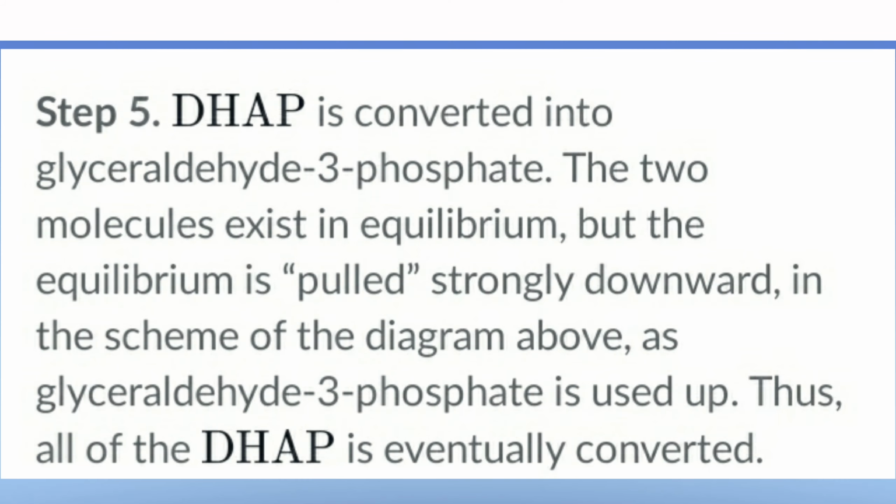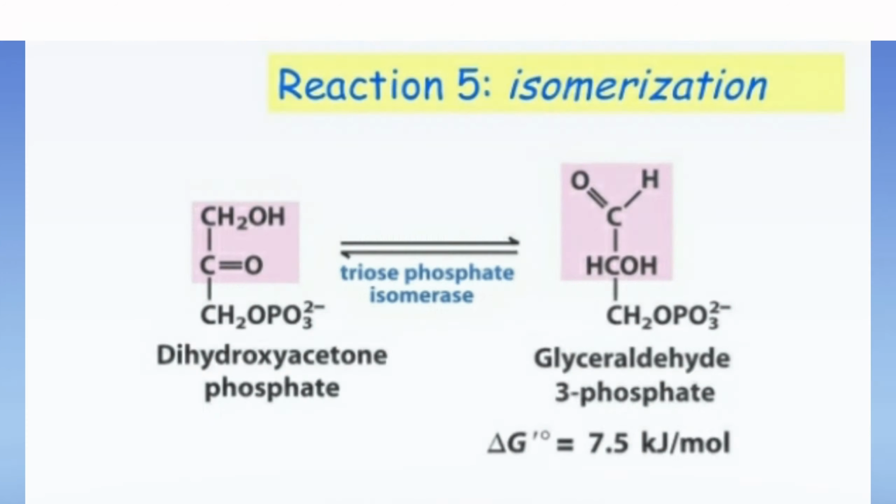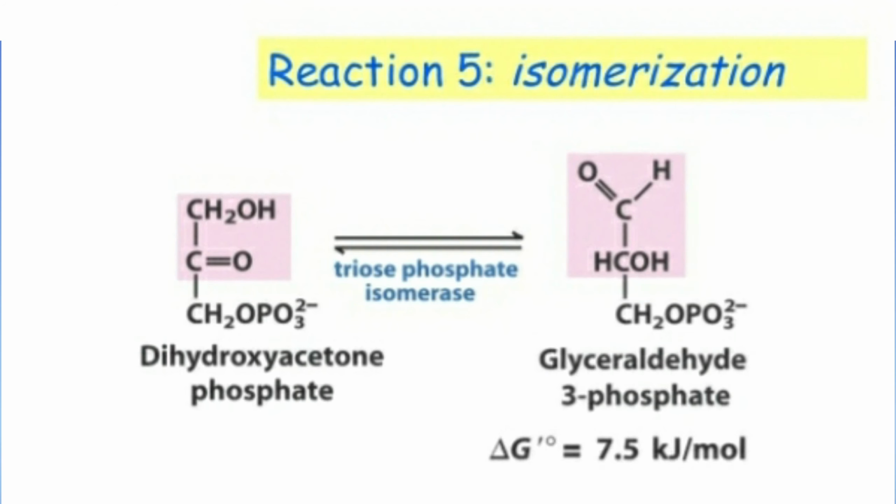In this step, dihydroxyacetone phosphate is converted into glyceraldehyde 3-phosphate. The two molecules exist in equilibrium. Therefore, a pull is created where the glyceraldehyde 3-phosphate is used up. Thus, all the DHAP is eventually converted. Here, dihydroxyacetone phosphate with the help of triose phosphate isomerase is converted into glyceraldehyde 3-phosphate.